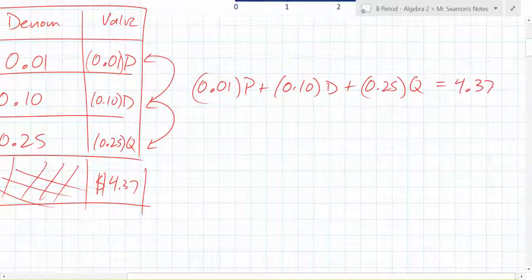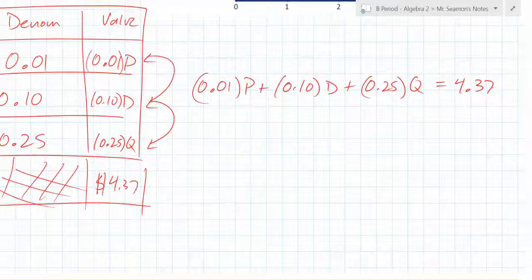4.37. The challenge at this point is, do we have enough equations? Have we written enough equations? No. How many equations do we have? One. How many variables do we have? 3. So we need at least 2 more equations. So let's look at the information we get.